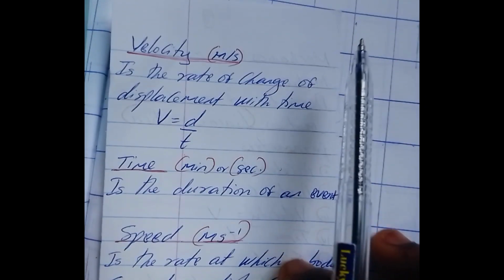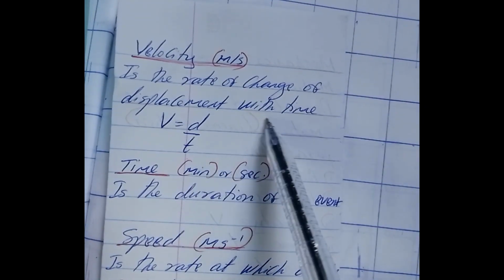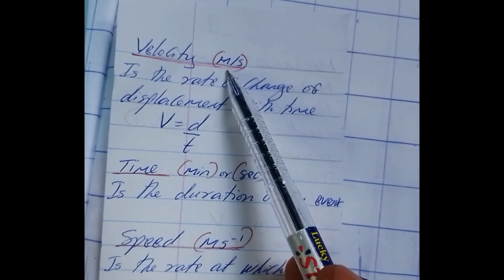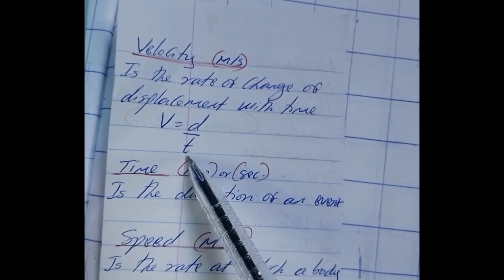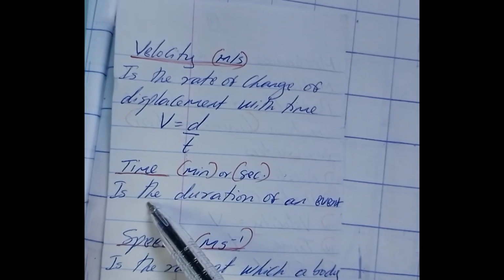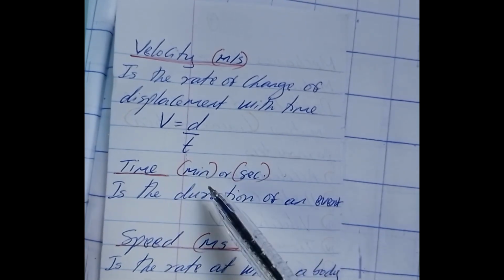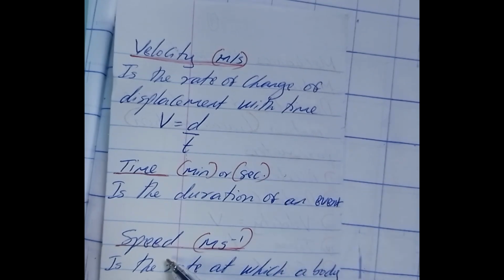Now, velocity. Velocity is the rate of change of displacement with time. It is measured in meter per second. Mathematically, we can express velocity as displacement over time taken. And time is the duration of an event, measured in minutes or seconds.